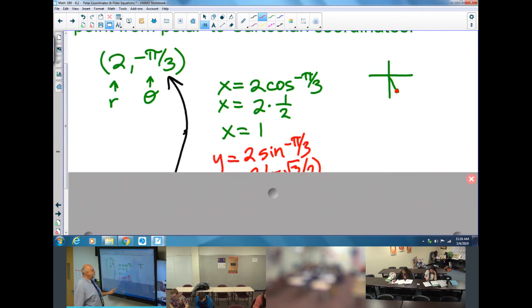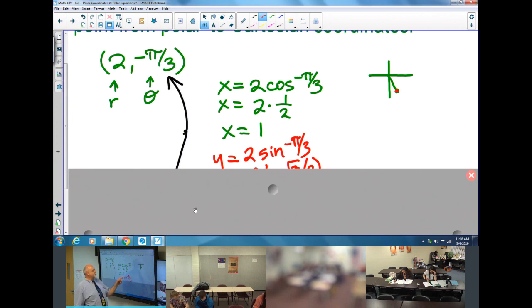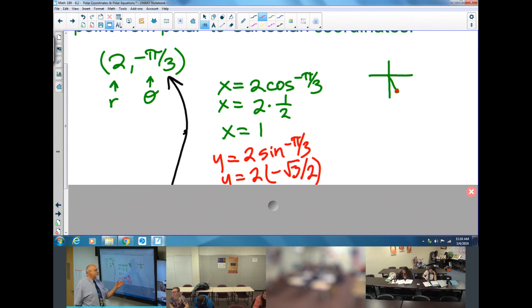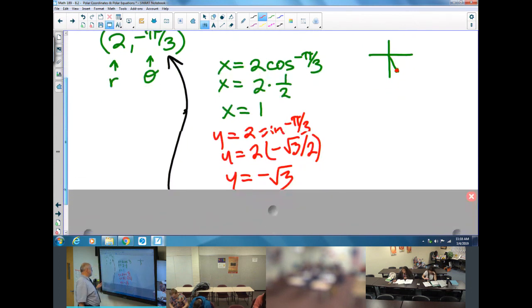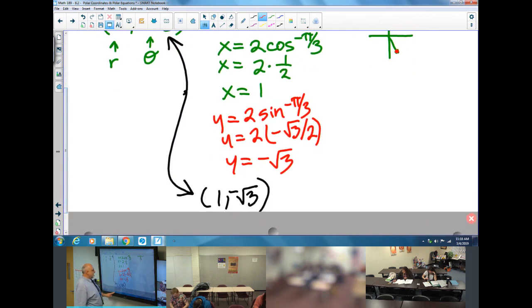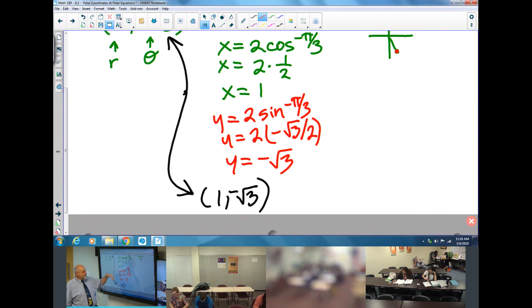All right, to get the y value, it's 2 times the sine of negative pi thirds, which is negative radical 3 over 2, again from your unit circle. So now you cancel the 2's, and so the y value would just be negative radical 3. So then your final answer, the x, y, is 1 comma negative radical 3.